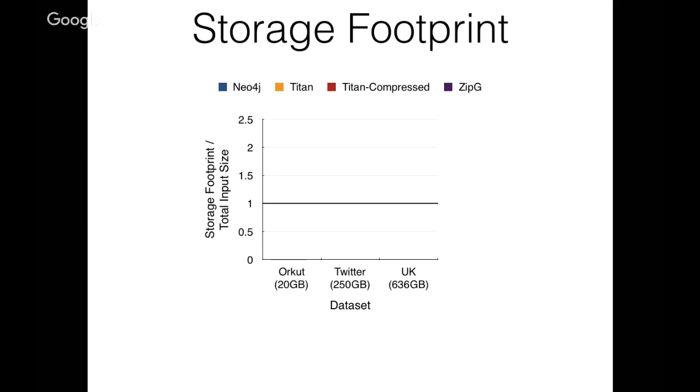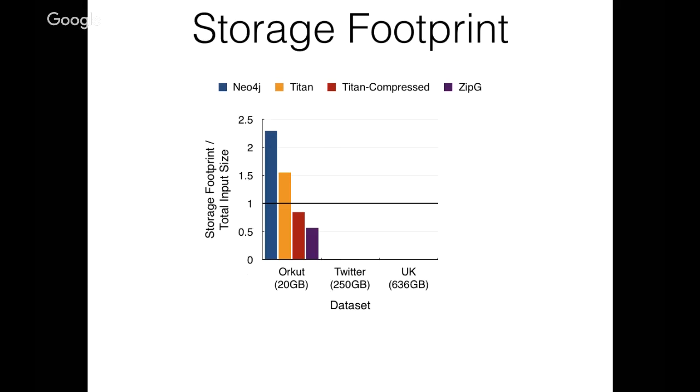First, I'm going to take a look at the storage footprint for the different systems across different data sets. And on the y-axis here, I'm going to plot the ratio of the system storage footprint to the total input graph size. And the line 1 over here indicates that the input size is equal to the storage footprint of the system. So for the smallest data set, Neo4j and Titan, which are popular open source graph stores, achieve a storage footprint that can be much larger than the input graph itself. And this is because of the overheads in their graph representation, as well as additional attribute indexes that they have to maintain to serve graph queries efficiently.